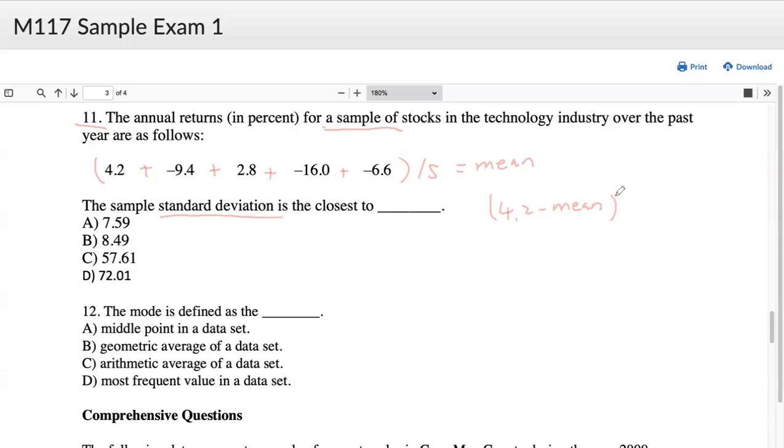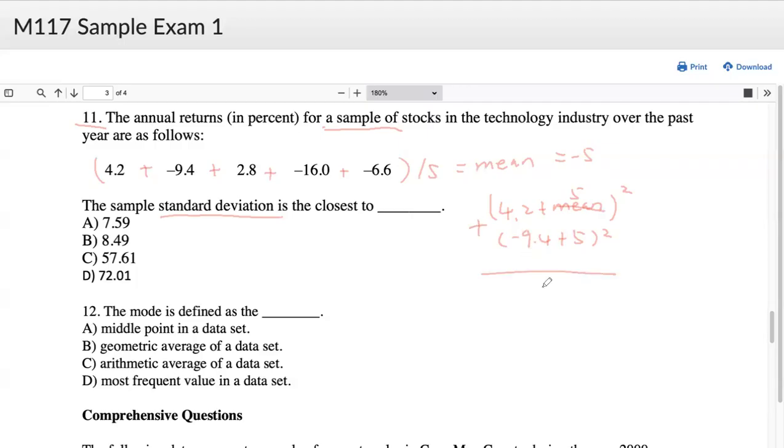Then square this difference. We do it for each one. Negative 9.4, subtract the mean. And remember the mean is negative 5. Right? Minus negative 5 becomes plus 5. Square. 4.2 minus negative 5 becomes plus 5, squared. So we need to calculate it for all of them. Then we add all the squares.